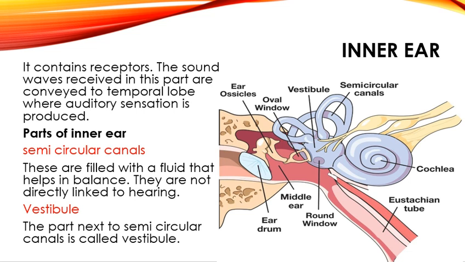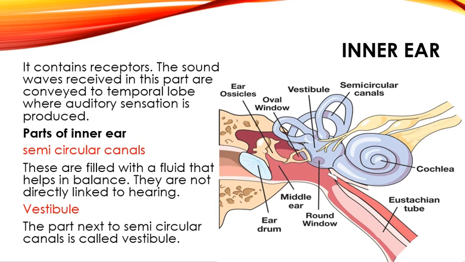The inner ear has the following parts. Number one, the semicircular canals. These are actually three in number. Two of them are horizontal and one is vertical. You can see it in the diagram also.